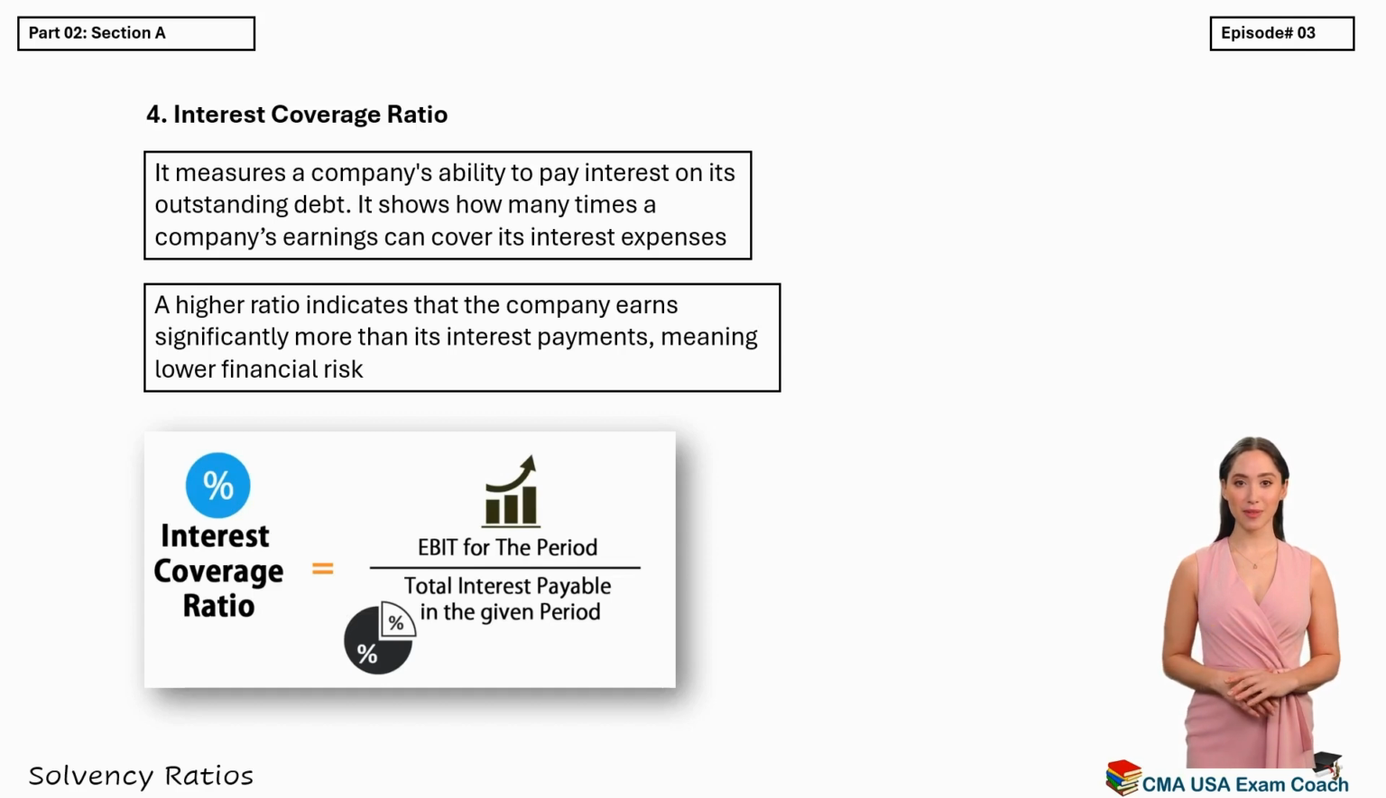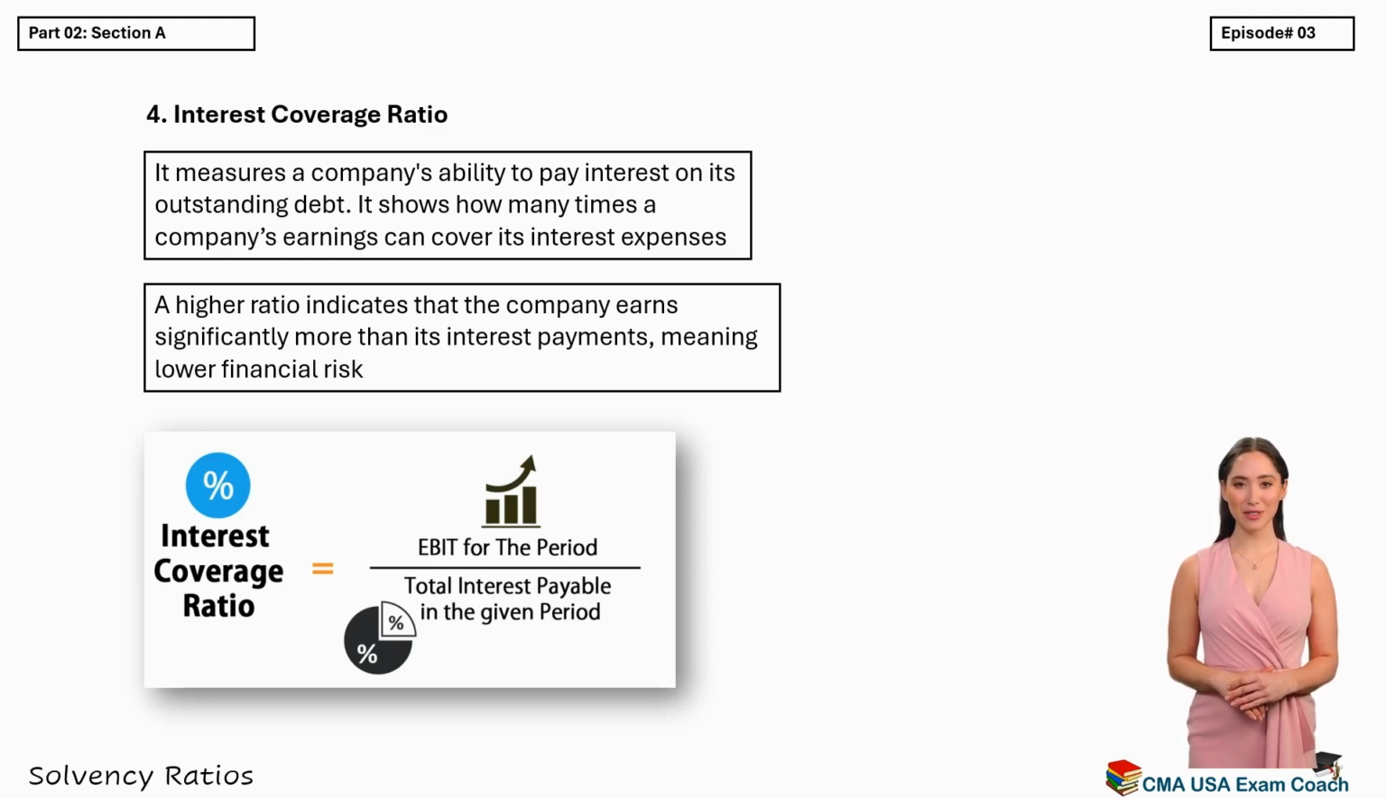The exact concept behind this ratio is that it tells us how many times the company's earnings can cover its interest expense. For example, if the ratio is 5, it means the company earns 5 times the amount needed to pay interest, showing a strong ability to manage its debt obligations.